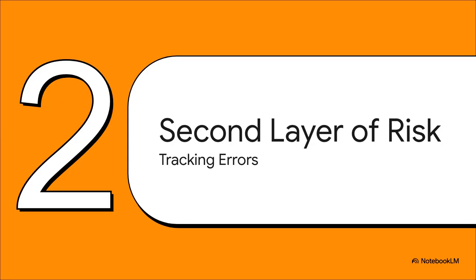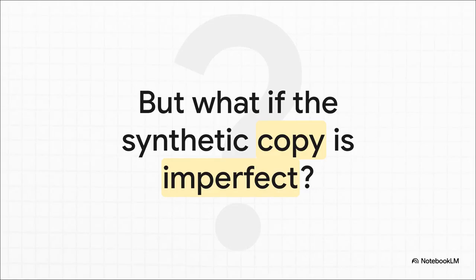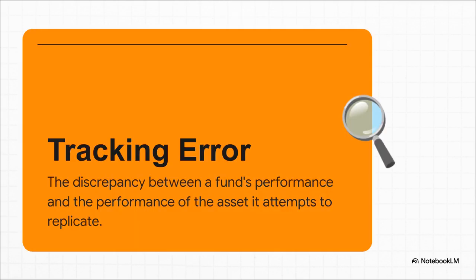Okay, so that brings us to the second hidden layer of risk: the problem of tracking errors. You see, the whole strategy relies on using these derivatives to create a perfect synthetic copy of an asset's performance. But here's the critical question you have to ask. What happens if that copy isn't so perfect after all? Well, that imperfection, that gap, is what's known as a tracking error. It's the difference between how your fund actually performs and how the asset it's supposed to be copying performs.